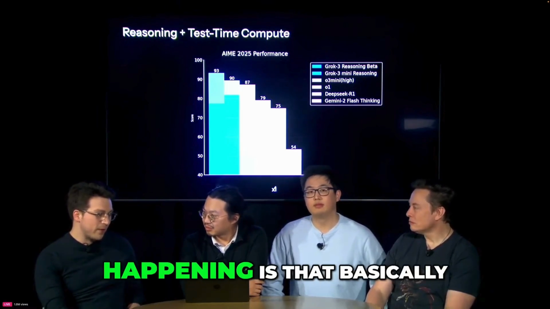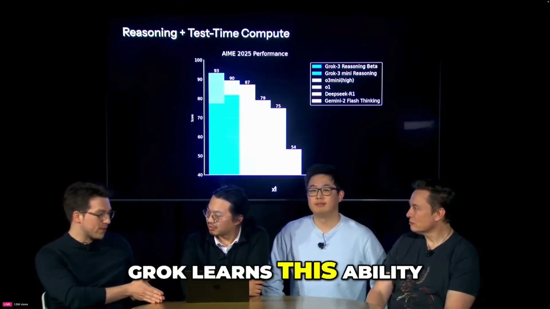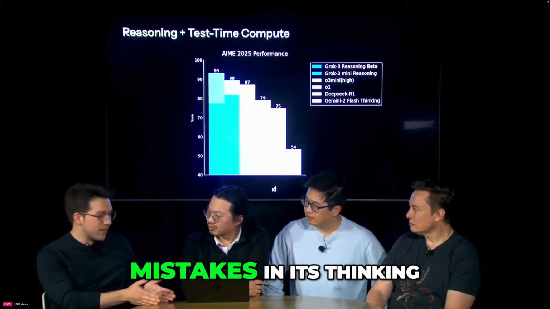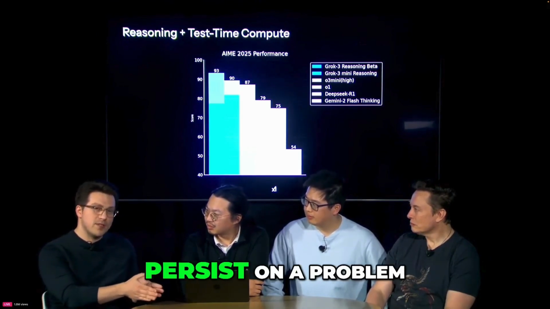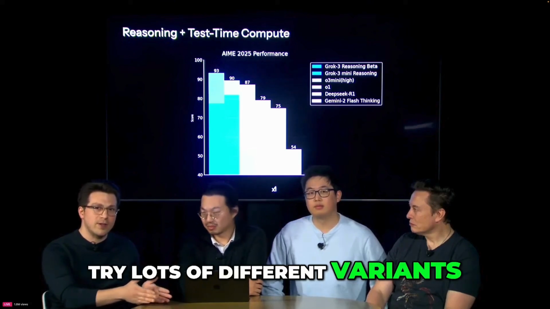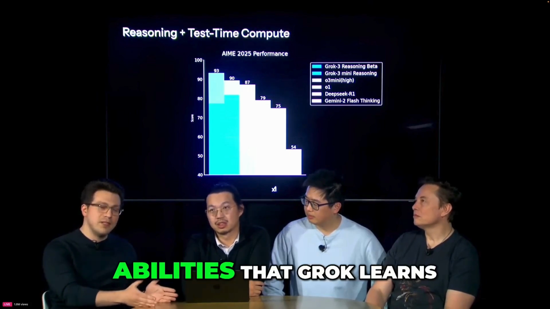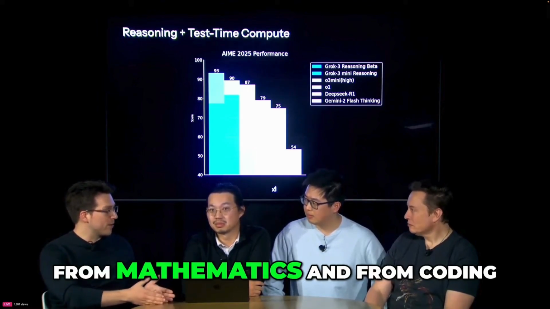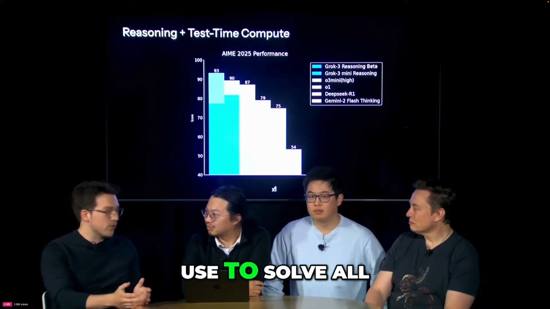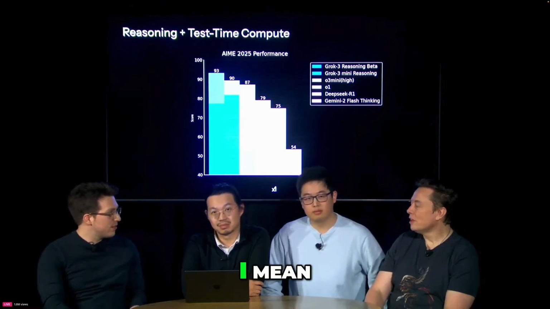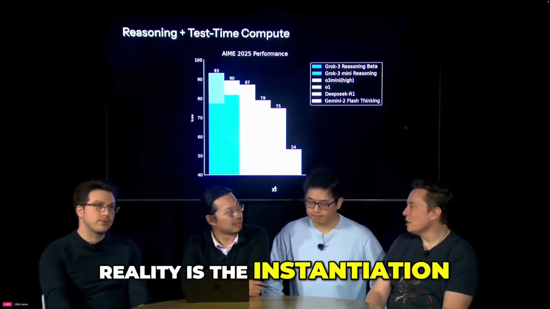And what seems to be happening is that basically Grok learns this ability to detect its own mistakes in its thinking, correct them, persist on a problem, try lots of different variants, pick the one that's best. So there are these generalizing abilities that Grok learns from mathematics and from coding, which it can then use to solve all kinds of other problems. So that's pretty... I mean, reality is the instantiation of mathematics.